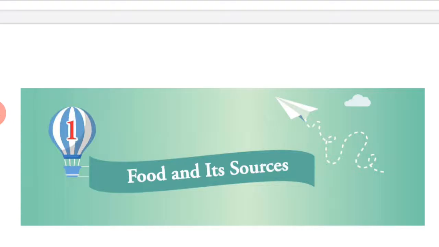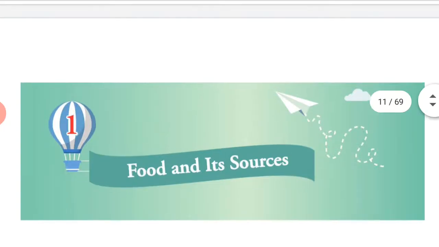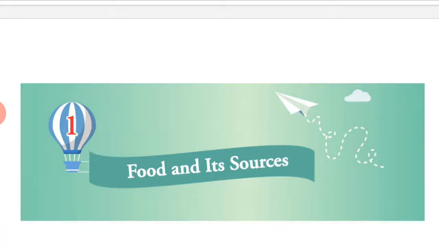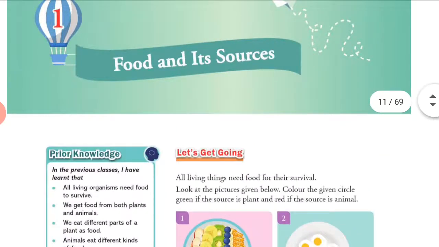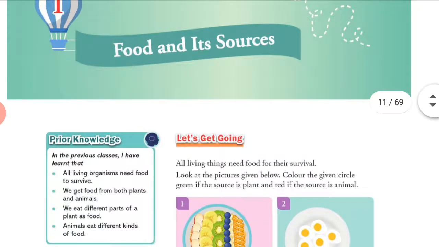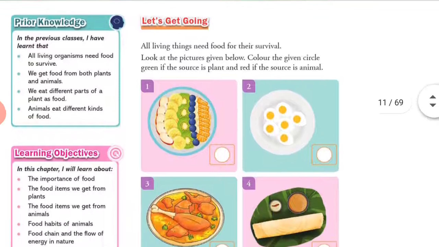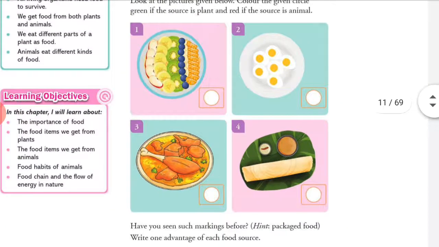Food and its sources. You all know food is necessary for each and everyone for its survival. And what are the components of food and what are its various sources from where the food comes? We will study about this in this particular chapter. So we get food from both animals as well as plants. Animals eat different kinds of food. You can see in the pic also the food items are shown over there.